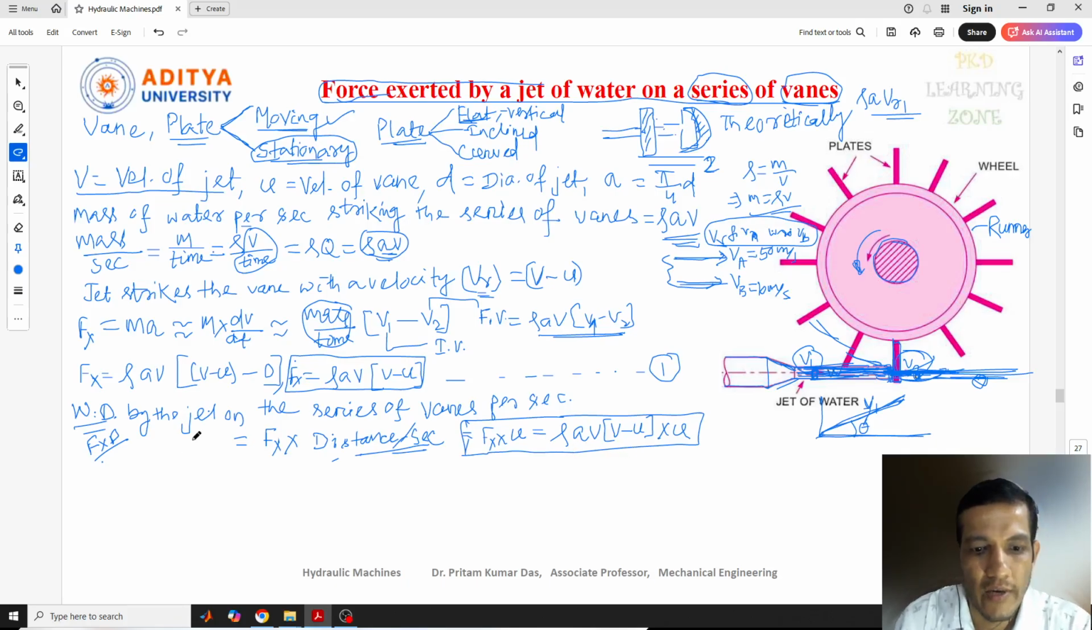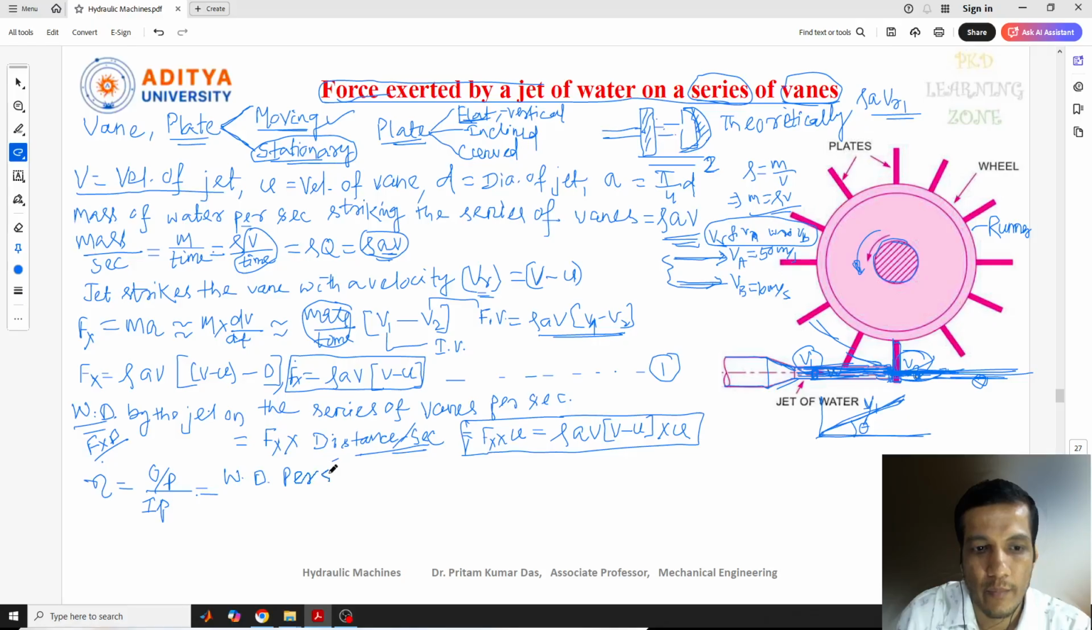Now similarly, we can find out the efficiency. You can also calculate power, and you can calculate efficiency. Efficiency equals what? We know that it is output by input. So what is the output actually? Output is nothing but what we have calculated, that means the work done per second.